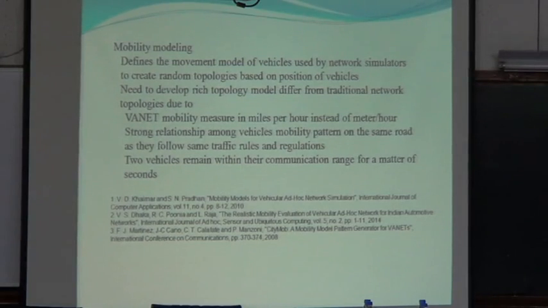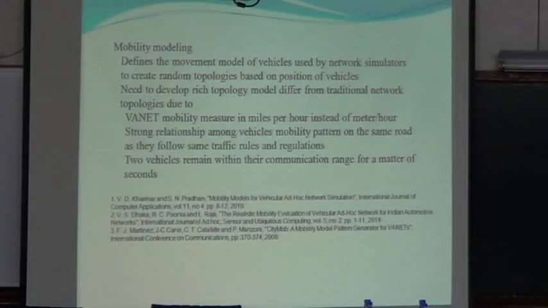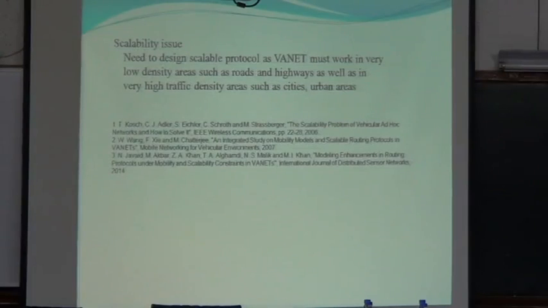The difficulty of energy, the limitation of energy is not there. Energy limitation is not there. So these are the differences between the traditional network topology and VANET. And here you see VANET mobility measures in miles per hour instead of meter per hour. Two vehicles remain within their communication range for a matter of seconds. So it is very difficult to design routing algorithm in such a scenario.